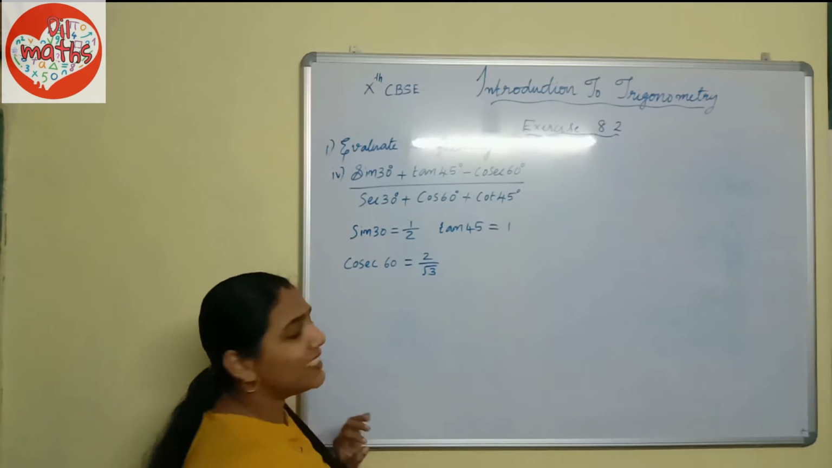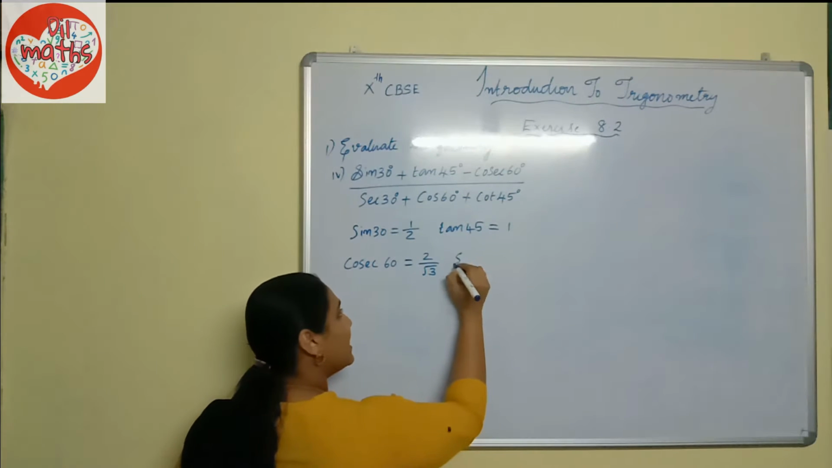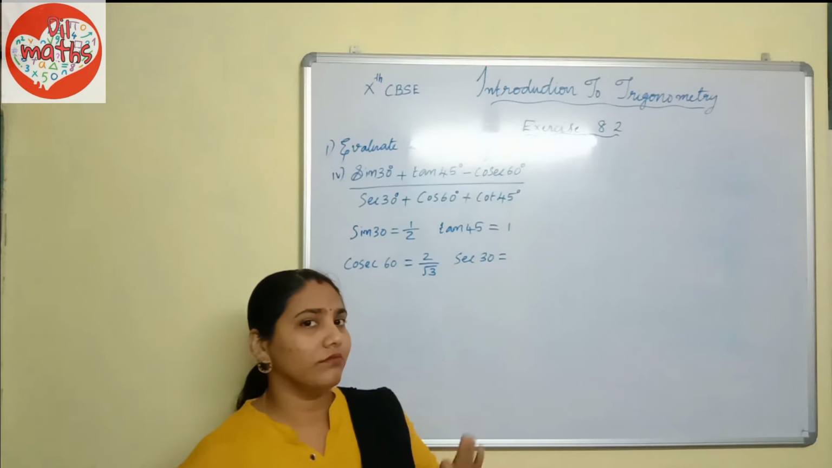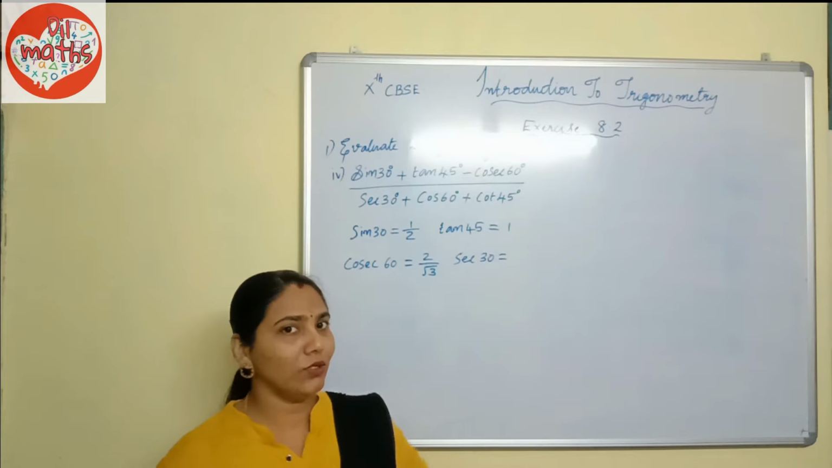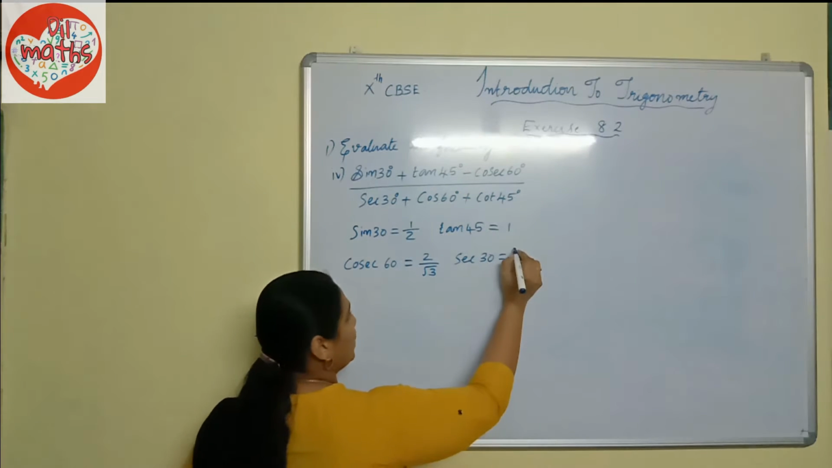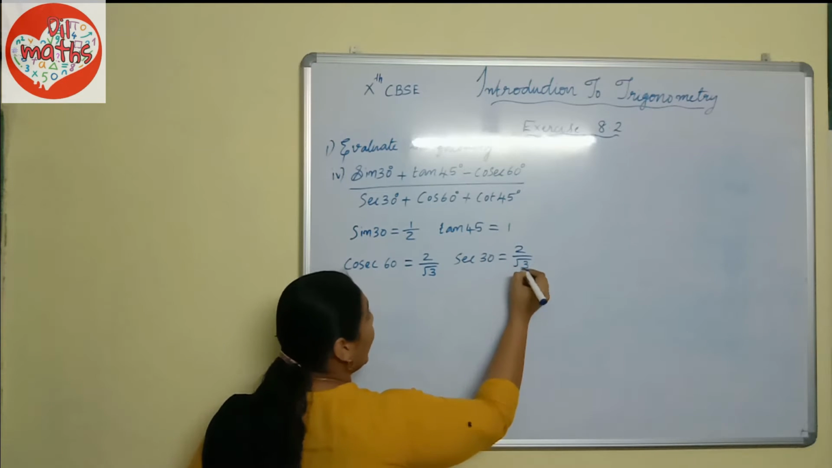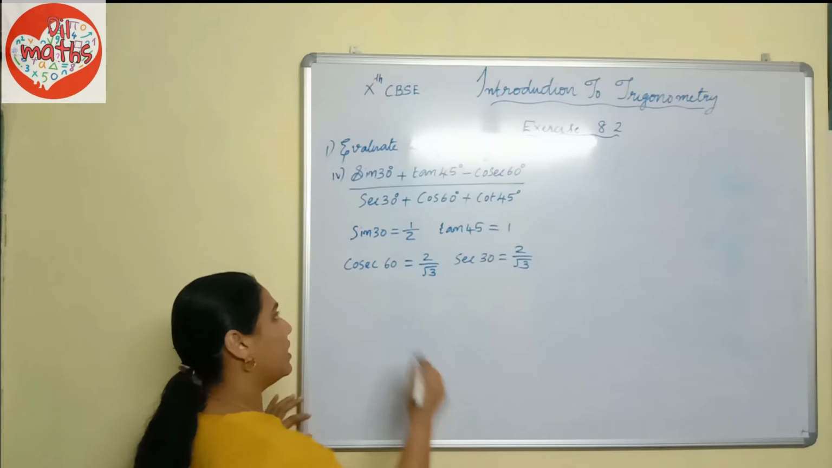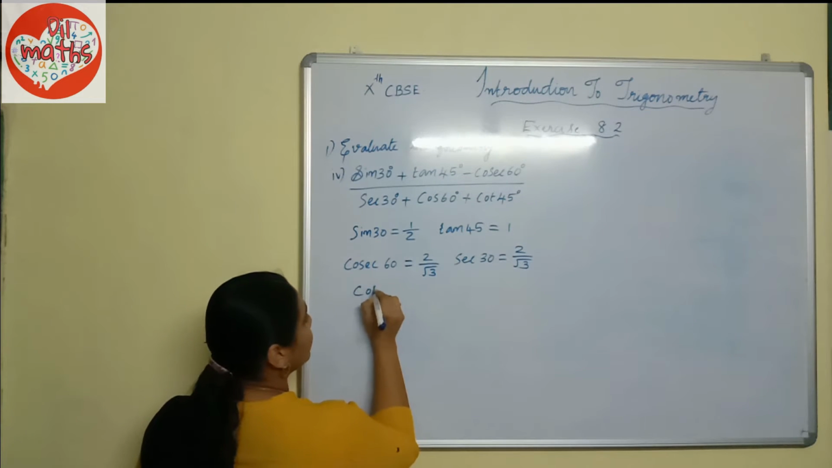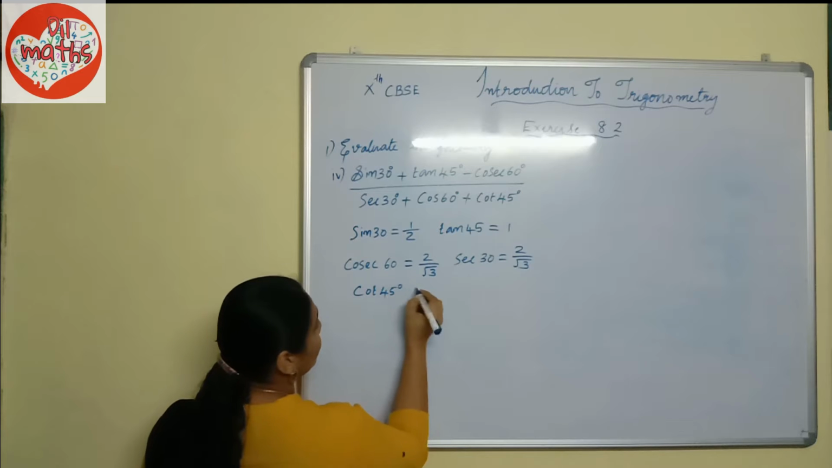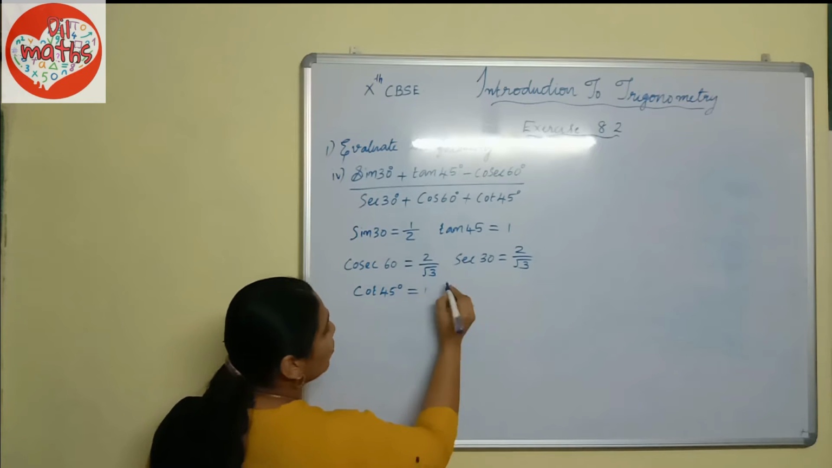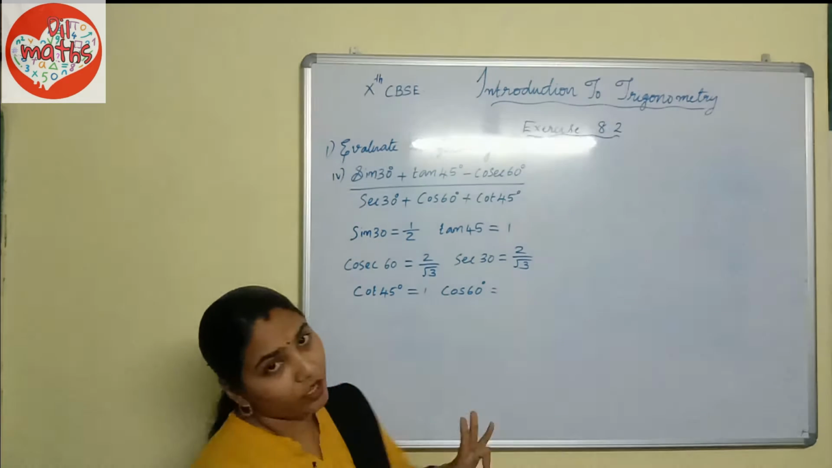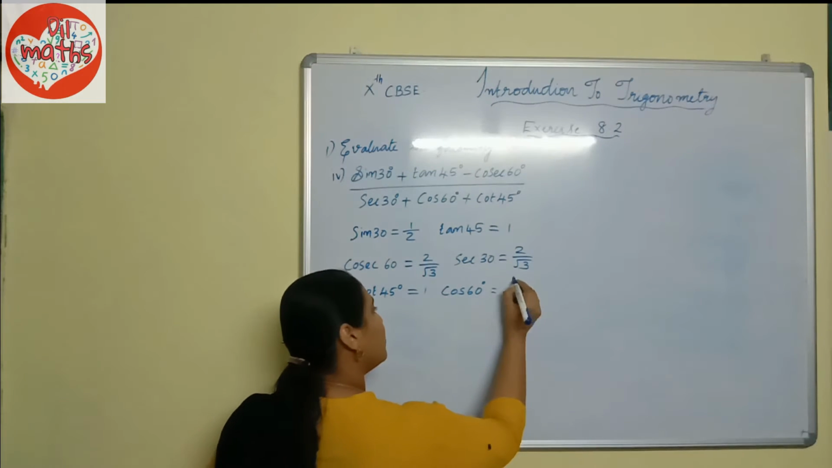And what is sec 30? Cos 30 is equal to, what is cos 30? Root 3 by 2. So sec 30 is equal to 2 by root 3. And what is cot 45? The last one, cot 45. This is equal to 1. Okay, one more is the cos 60. Cos 60 is equal to what? Cos 60 is equal to 1 by 2.